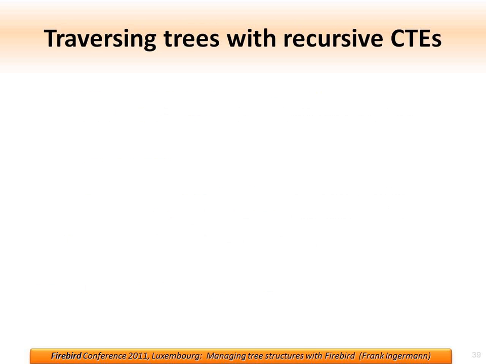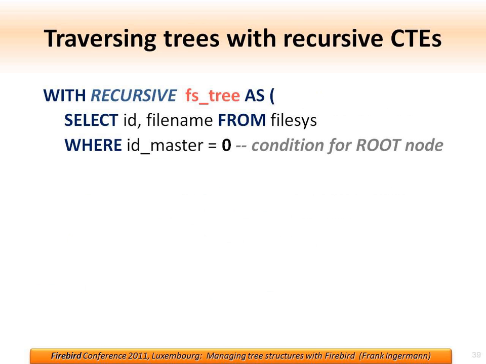Practical example. Let's imagine we have a table where we want to store a file system. So we'll just declare our recursive CTE aliased file system tree. And first we select the root node. This is a pretty simple example. It's just an ID and the file name. And we'll switch over to SQL. I'll show you the example in real just in a moment.